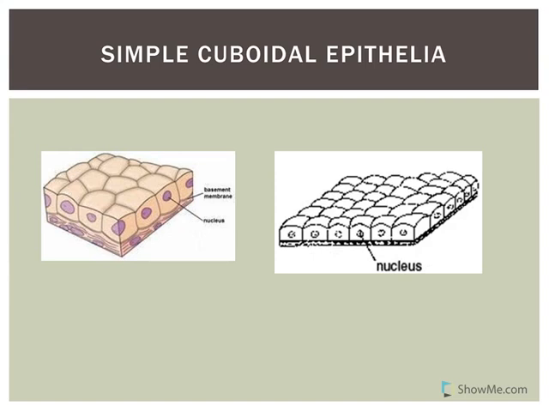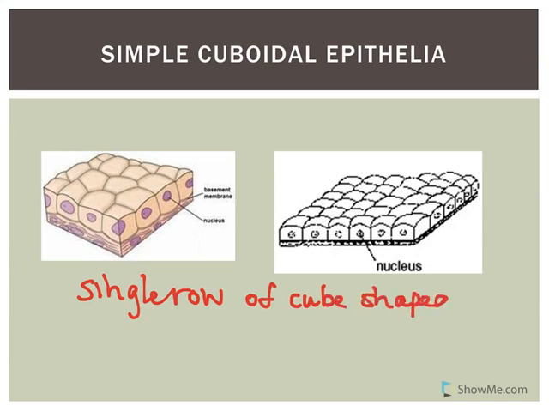Now, moving on to simple cuboidal epithelium. This has a single row or layer of cube-shaped cells. These are definitely very good for absorption and secretion. If you think about it, not really good for protection. Only one layer, same with the simple squamous. One layer of cells is not going to protect you very much. But one layer is very good for secretion and absorption.